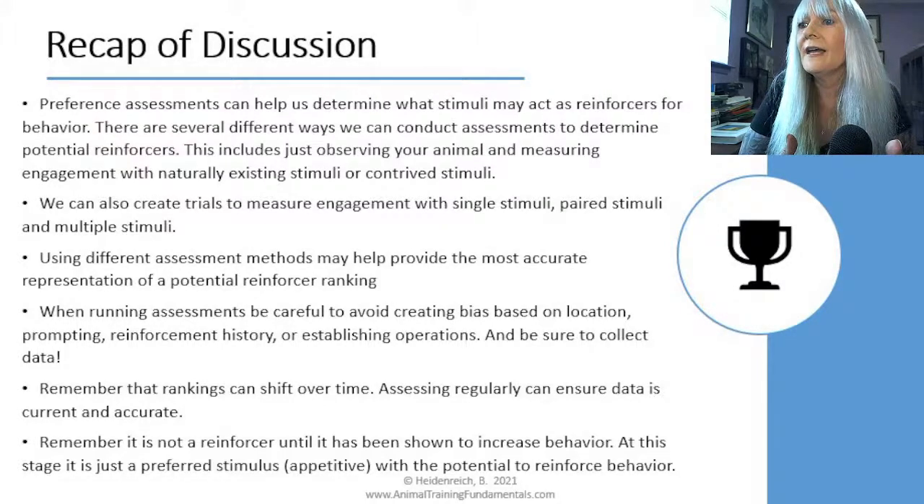And Al says, have you set up an assessment for non-edible items?